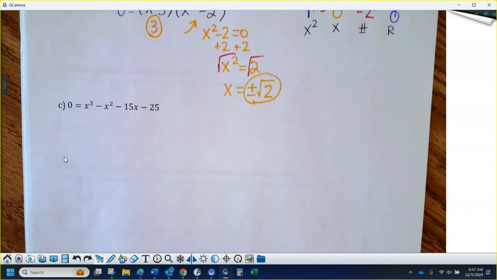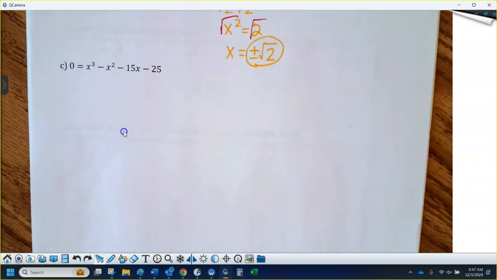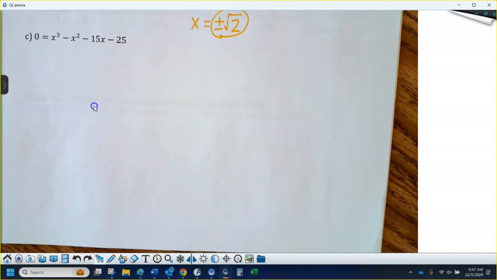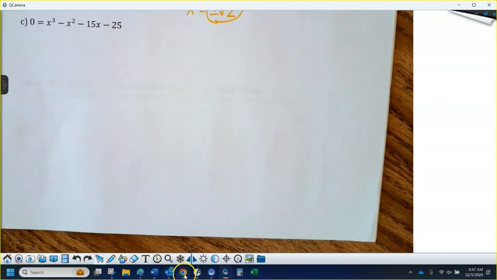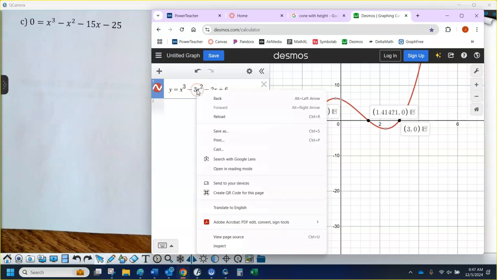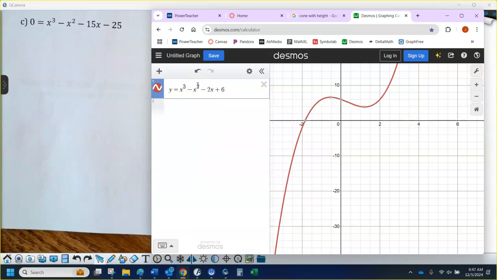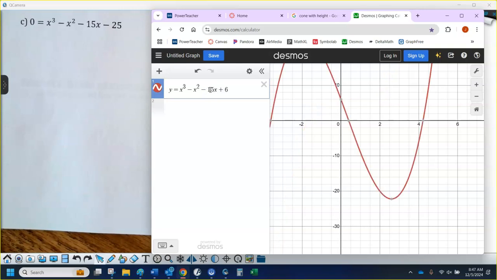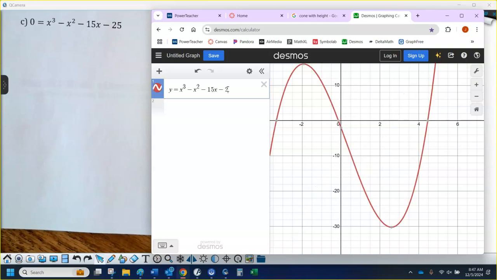Okay, so now I'm going to try another one with you. Each one of these is just a little bit different. So let me pull my graph up here. And again, you can type over the top or kind of edit. It's however you want to do it, or you can start from scratch. It's completely up to you. This one is x cubed minus x squared minus 15x minus 25.